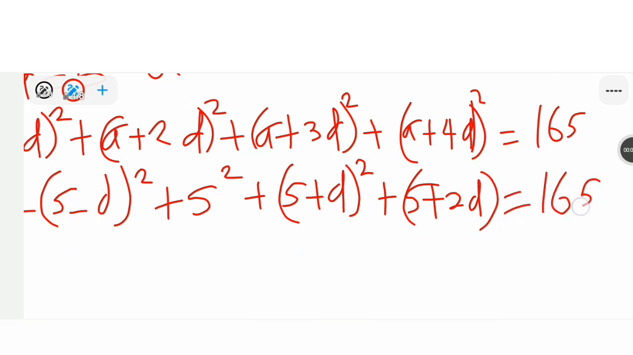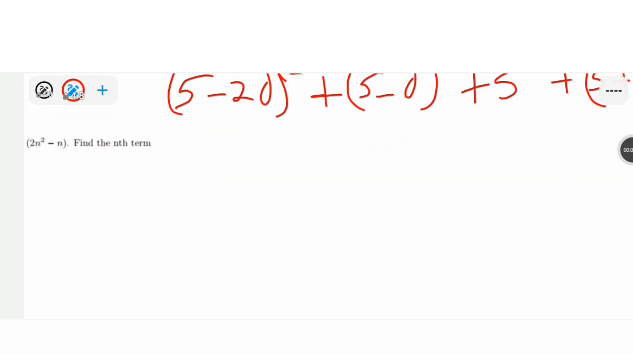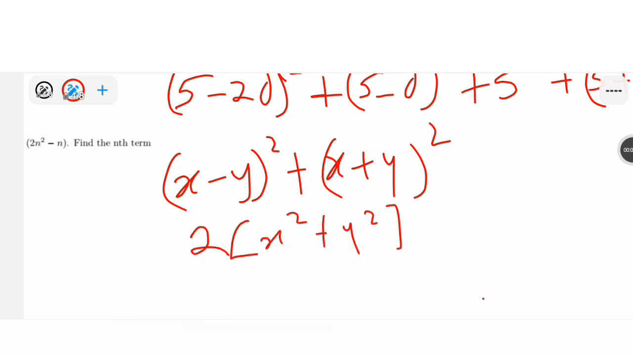Now, if you want to simplify it, this is how you do it. There's a concept in mathematics which you need to remember. When you have x minus y squared, you add it to x plus y all squared. What you just get is 2 times x squared plus y squared. There will be no term like xy. There will be no product of x and y. It's just the square of the first one, add it to the square of the second, then multiply the answer by 2.